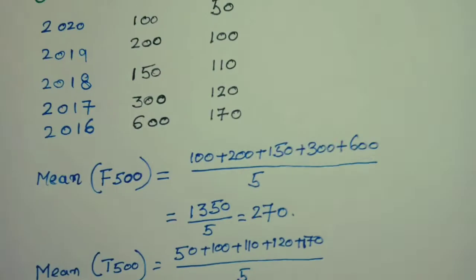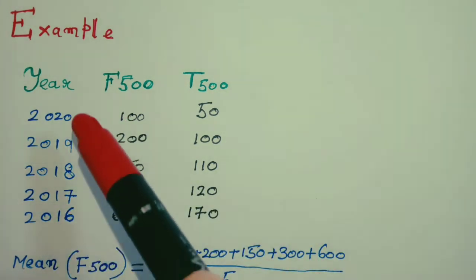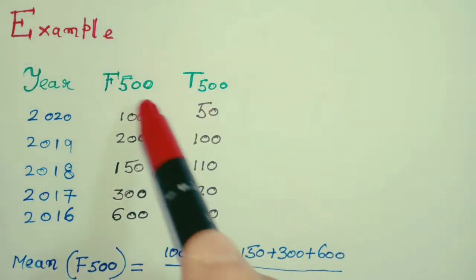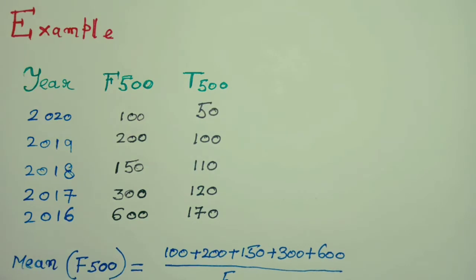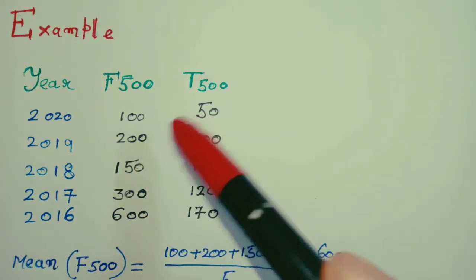For that, I have just given a very simple example. So here you see I have listed down the number of years from 2020 to 2016. So we have got 1, 2, 3, 4, 5. The F500 and T500 are the two virtual companies, and don't worry about this. These are the sales, that is, the earnings.